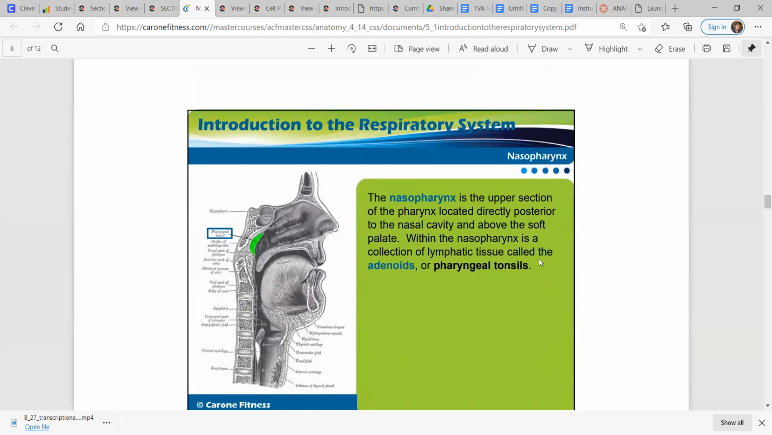That first one, the nasopharynx, is the upper section of the pharynx. And it's located directly posterior to the nasal cavity and above the soft palate. Within the nasopharynx is a collection of lymphatic tissue called the adenoids or pharyngeal tonsils.